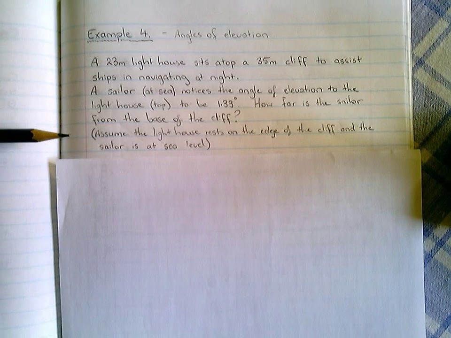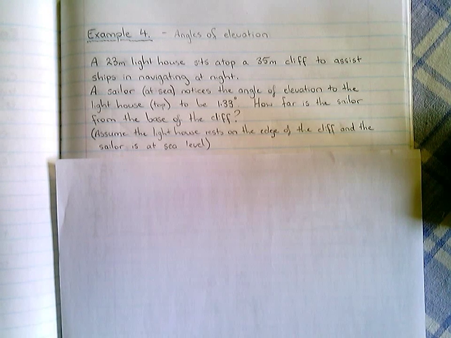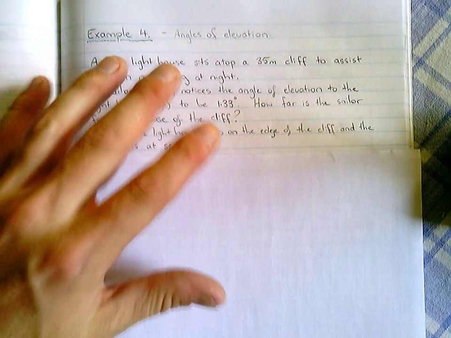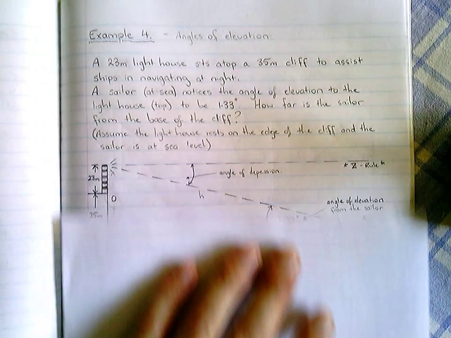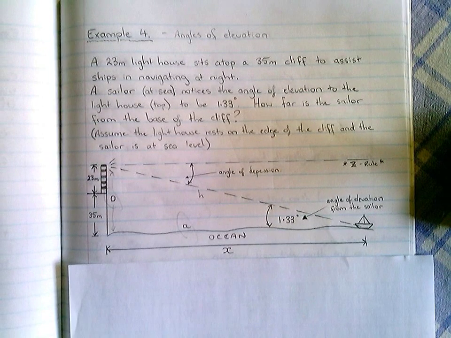I've also noted here with brackets to assume that the lighthouse rests on the edge of the cliff and the sailor is at sea level. Now the first thing, the most important part of this question I feel, is creating an illustration or a diagram to represent the information in the question. So what I've gone and done is exactly that.